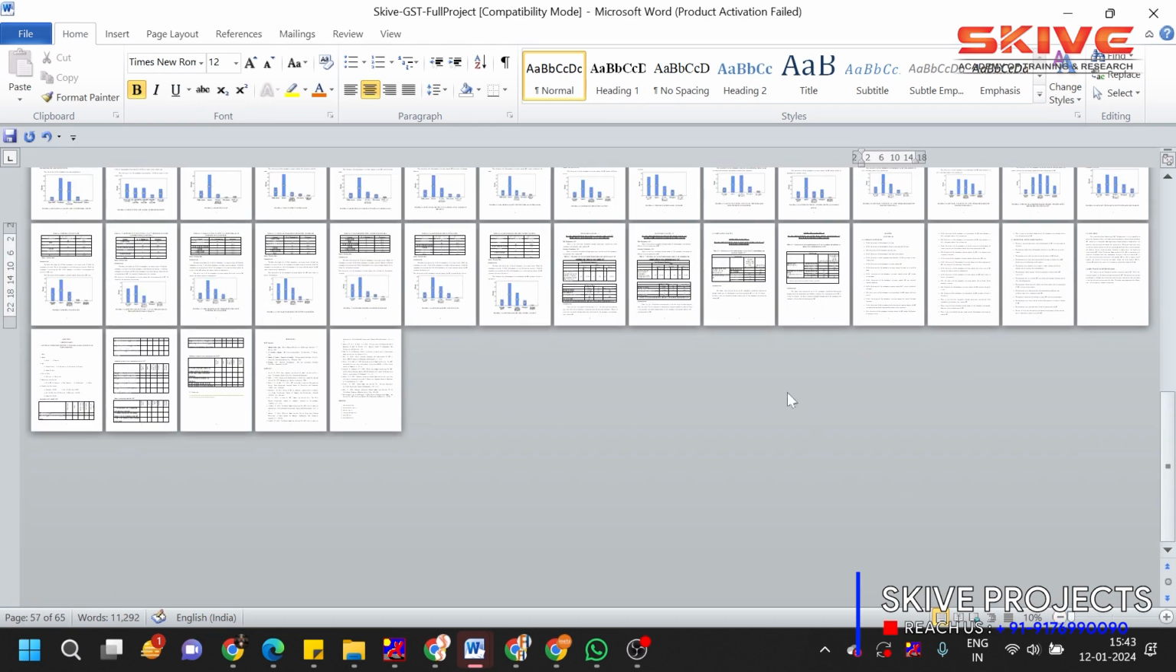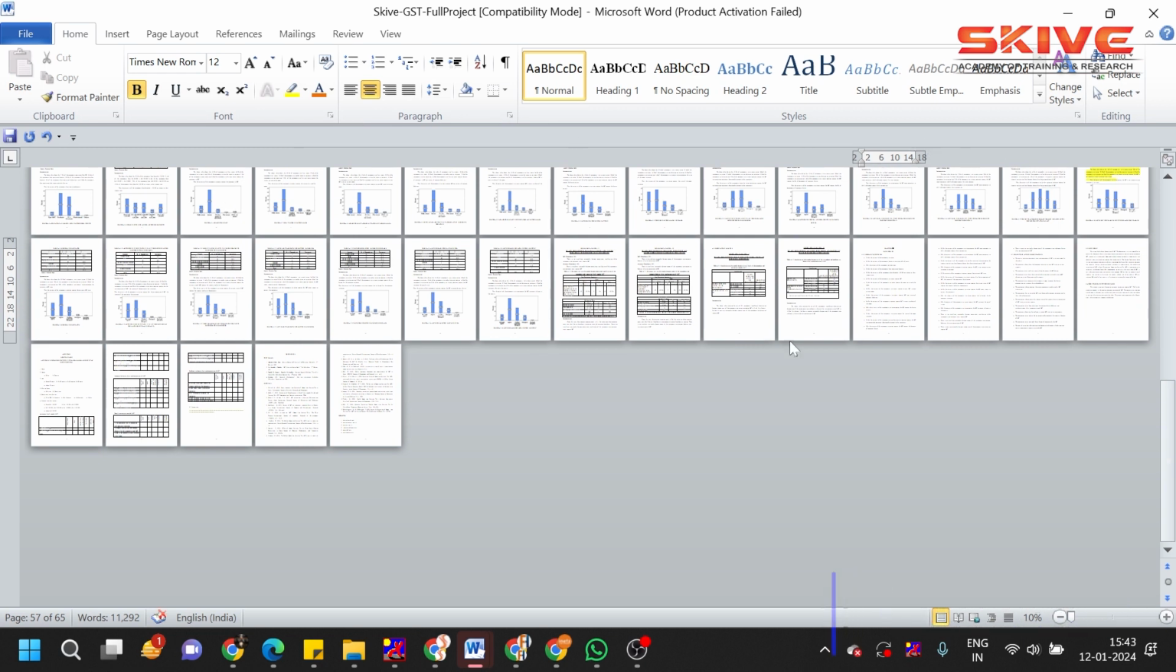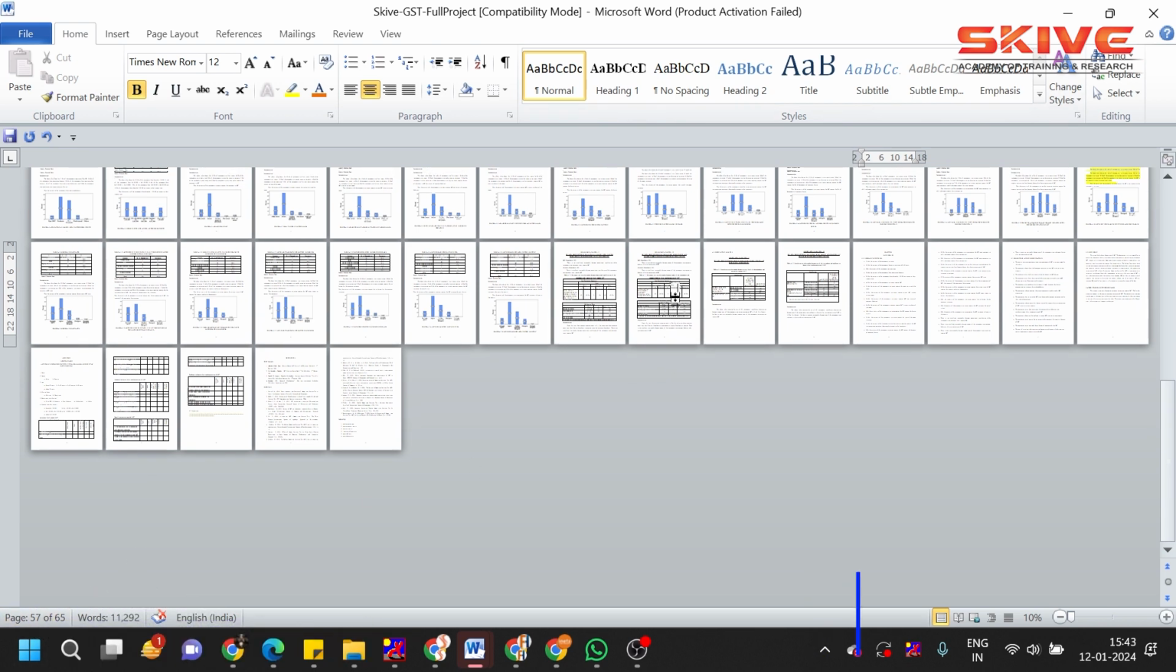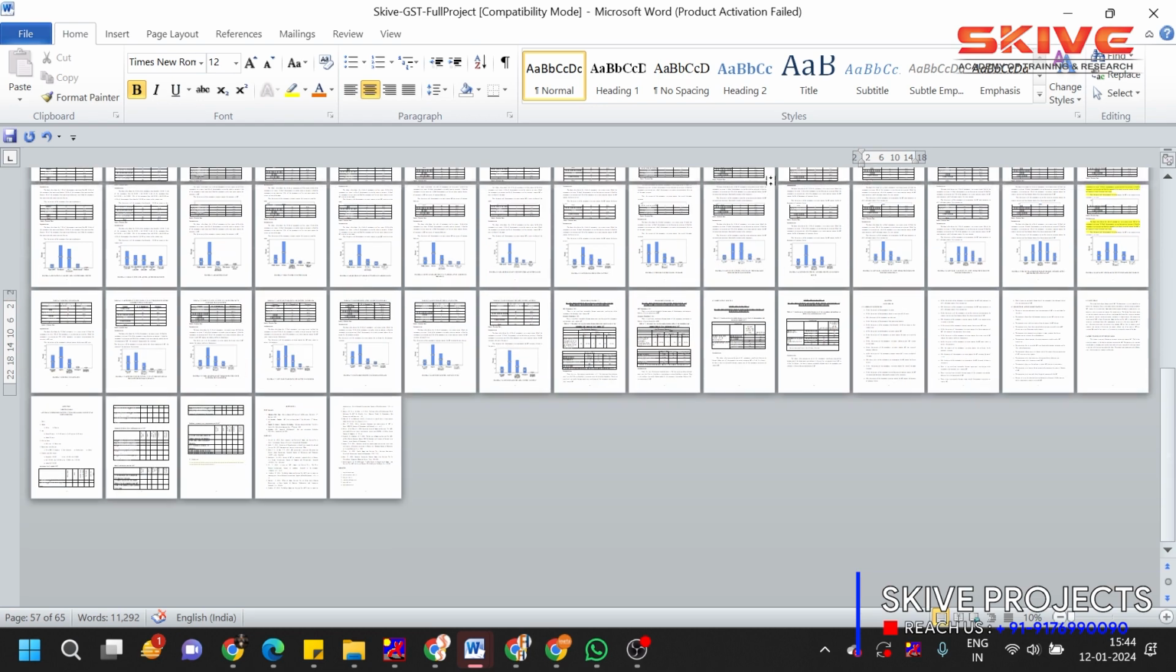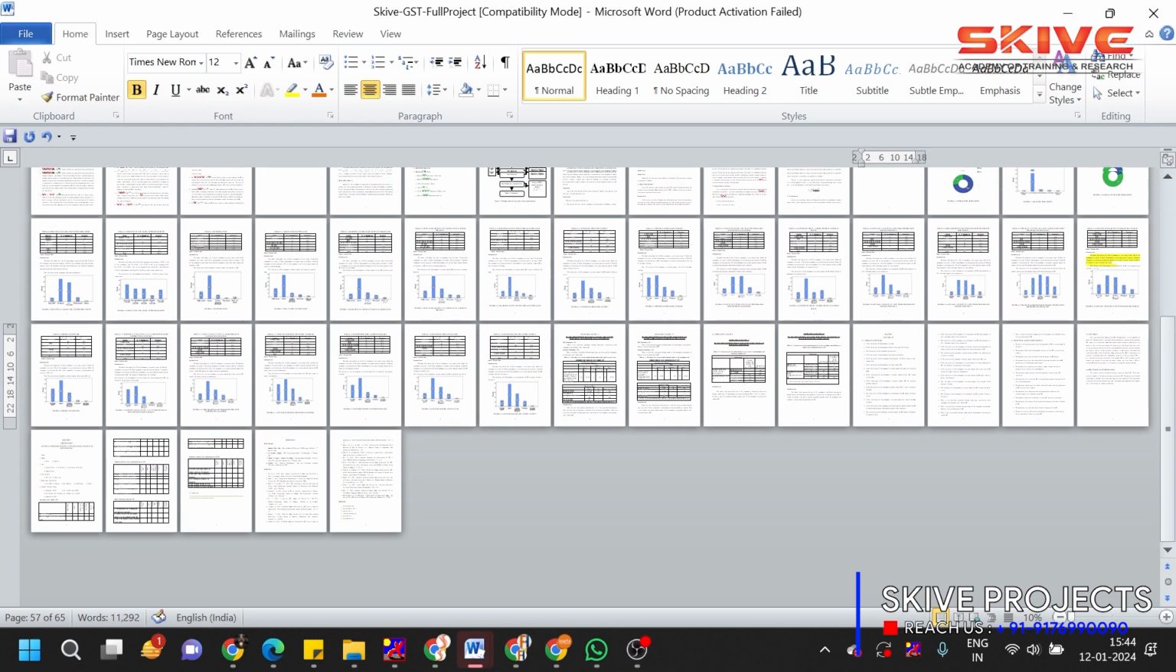Actually this project was developed for an Anna University student. If you are from a different university and have a different format, we can also modify this project. This project includes 65 pages overall. Generally an MBA project should come to around 65 pages.